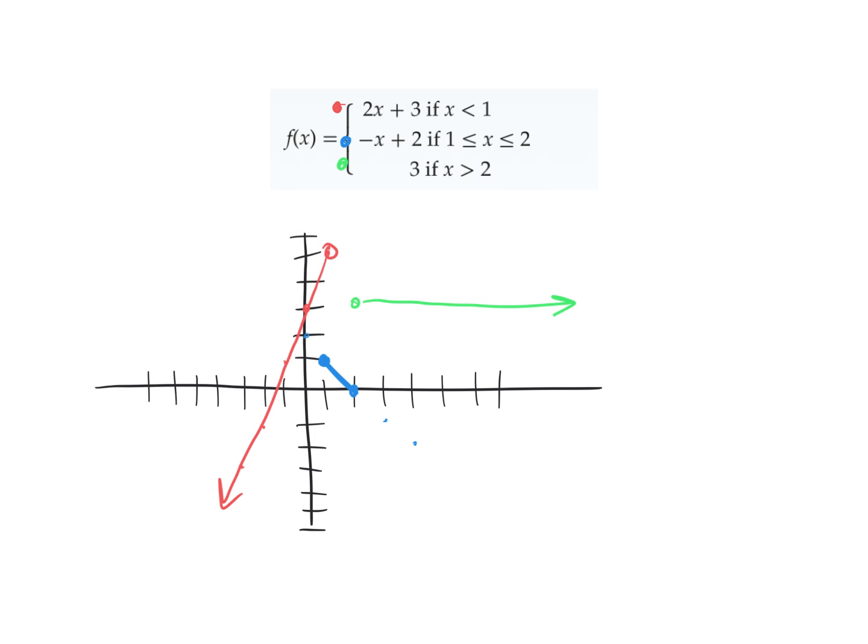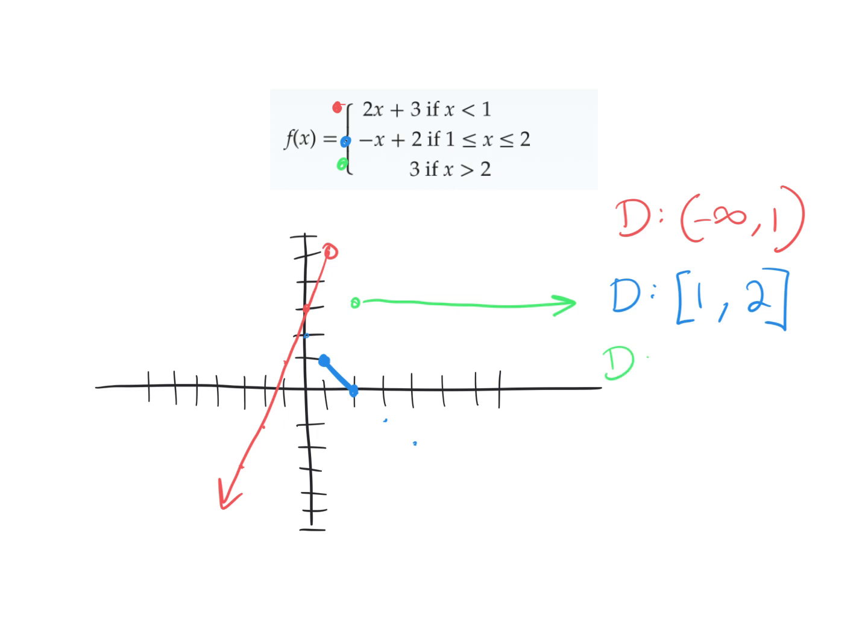So now let's write the domains. The domain for the red one is going to be from negative infinity all the way to 1. And again, the 1 is not included because this is an open circle. Then the second one is going to be the domain from positive 1 to positive 2. Again, both are closed circles, so it's just going to be 1, 2 with both brackets on both sides.